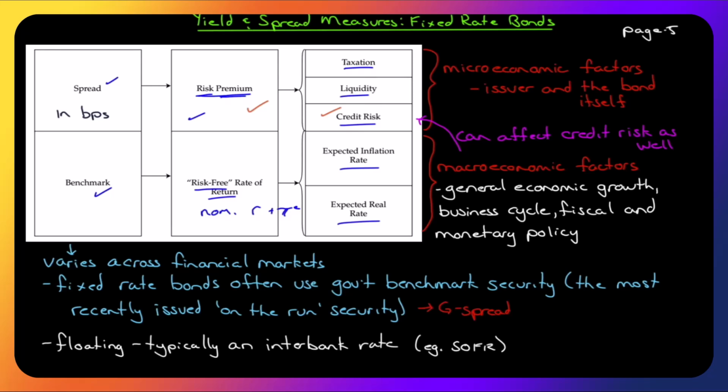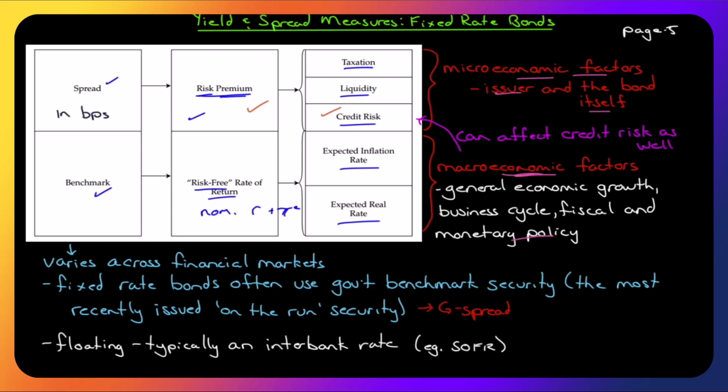As far as the influences on these, macroeconomic factors will affect the benchmark yields: general economic growth, business cycle, fiscal and monetary policy. Microeconomic factors, that means firm level factors, either issuer or issue level factors, will affect the spread. Macroeconomic factors can also affect credit risk. If the economy is in a low growth mode or a negative growth mode, it makes credit bonds riskier, even if nothing changes with the company. Economic conditions change, and that credit spread could widen because of macroeconomic factors.